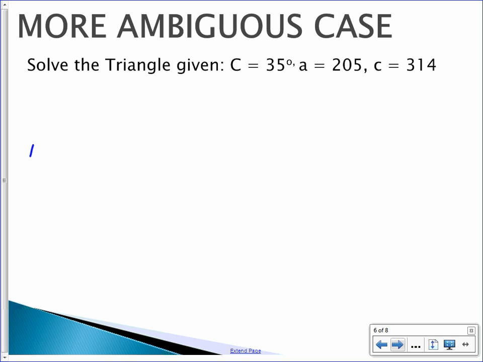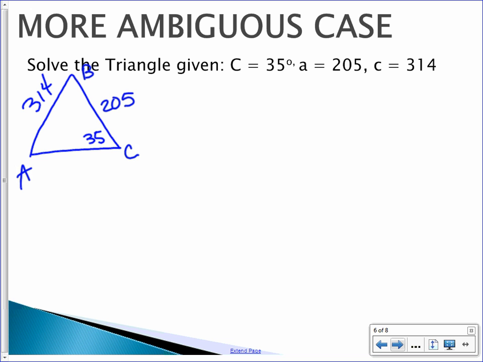Okay, so I'm going to draw a triangle ABC. Side A is 205. Side C is 314. And angle C is 35 degrees. Okay, so you notice how we have side-side-angle. Our angle is not in between our two sides. Since it is side-side-angle, that tells us that we must use the law of sines.